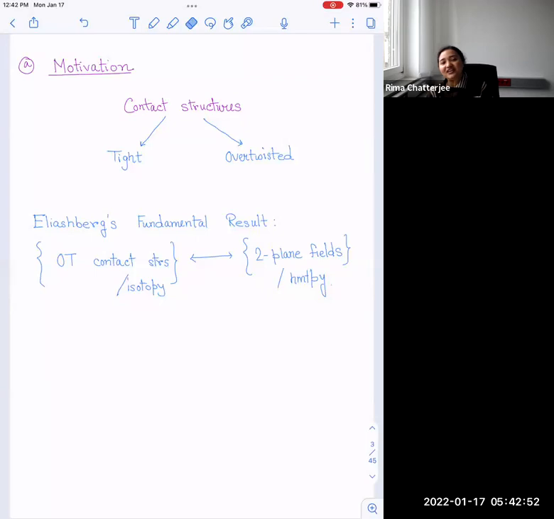We actually have Eliashberg's fundamental result, a result from '89, which says that overtwisted contact structures up to isotopy are in one-to-one correspondence with two-plane fields up to homotopy. So if we understand this homotopy class of two-plane fields, we completely understand overtwisted contact structures up to isotopy. This is a very, very celebrated result in contact geometry.